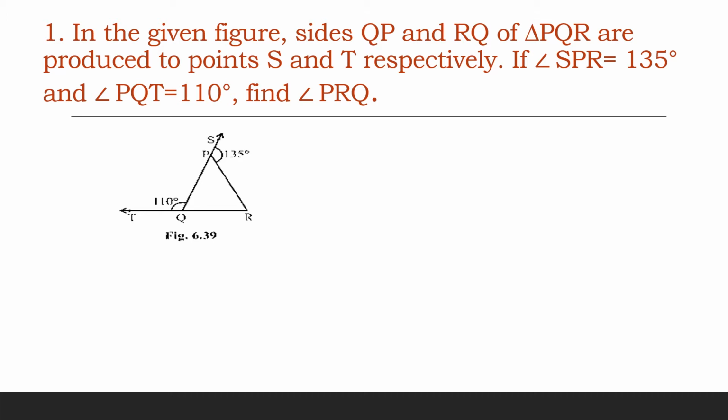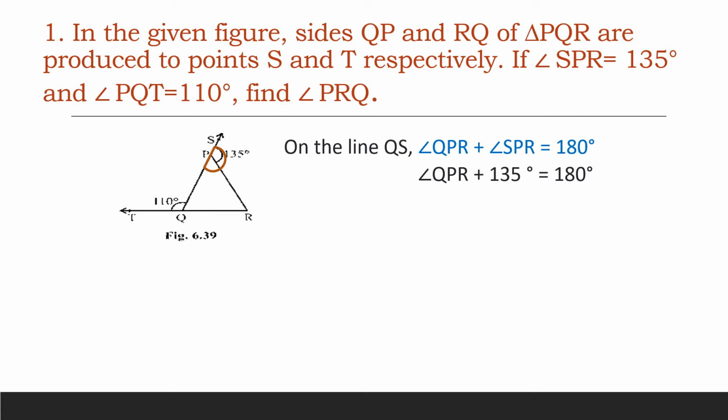So look at the figure. QS is a straight line, so the sum of the angles is equal to 180 degrees. So angle QPR plus angle SPR is equal to 180 degrees. We know that SPR is equal to 135 degrees. So substitute 135 degrees, we get angle QPR is equal to 180 minus 135, that is equal to 45 degrees. So angle QPR is equal to 45 degrees.